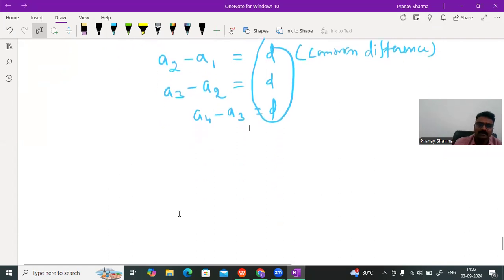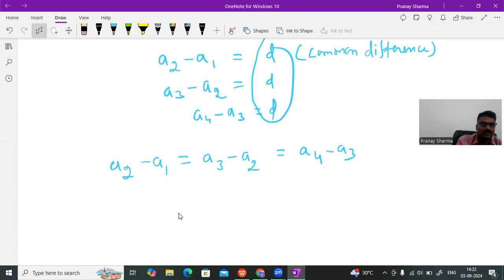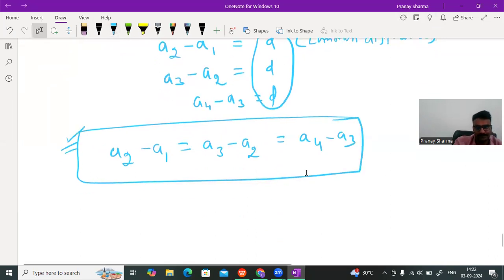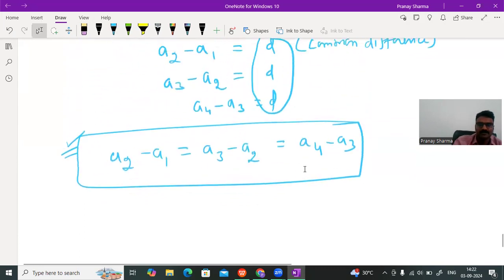So can I equate the terms now? That means I can write A2 minus A1 equal to A3 minus A2, equal to A4 minus A3. So if any one parameter is not given to you, you can use this relation as a precise relation in order to get anything calculated. Fine, people? This is nothing but common difference D.